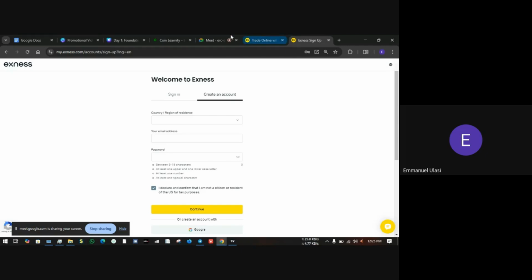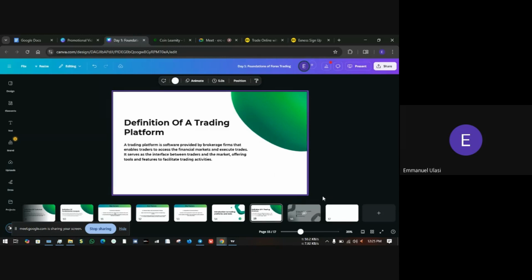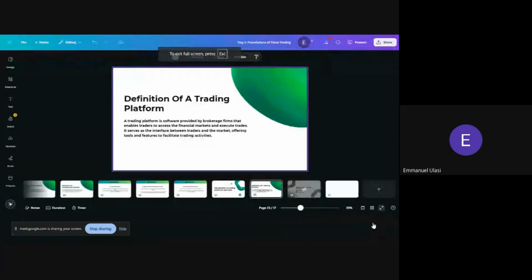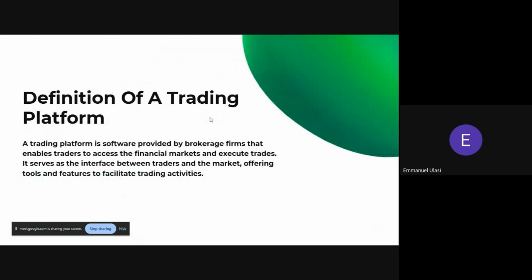So that is what this broker offers. Like I said previously, the Forex broker is meant to connect you to the market and give you trading tools that you can use to trade the Forex market.